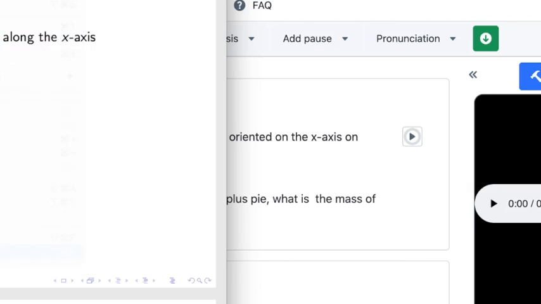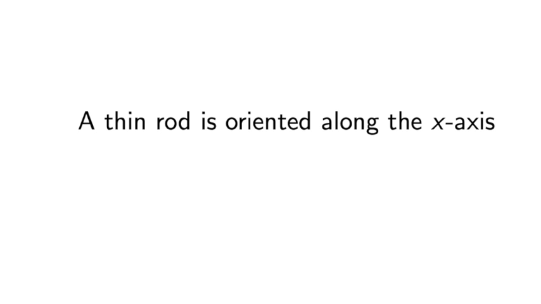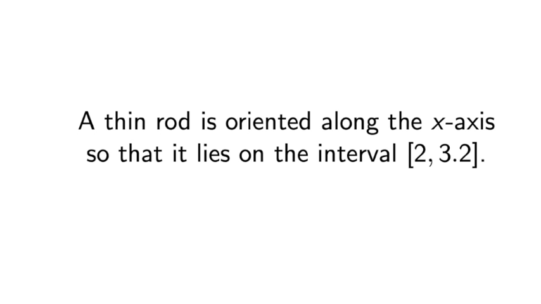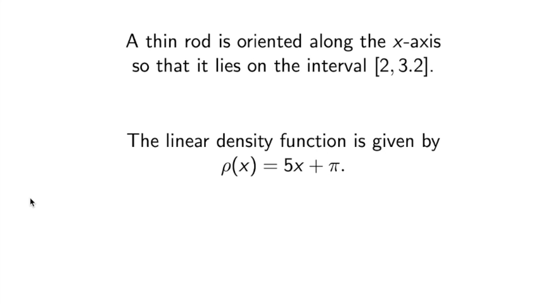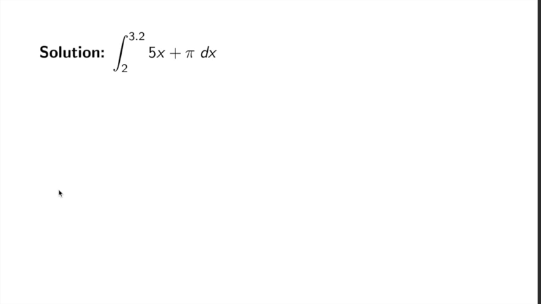The second example gives a similar problem. Here we have a thin rod oriented on the x-axis on the interval from 2 to 3.2. If the density of the rod is given by the function rho of x equals 5x plus pi, what is the mass of the rod? It's straightforward here to find the definite integral from 2 to 3.2 of 5x plus pi.